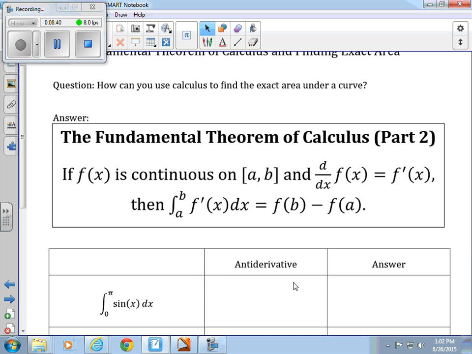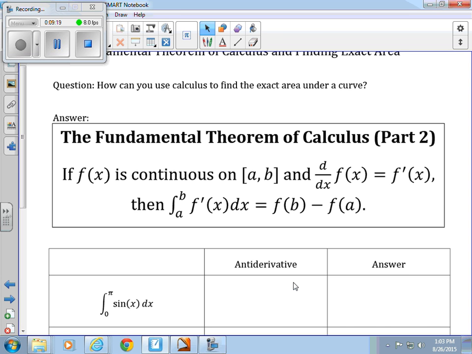So, how do you find the exact value of the area underneath the curve? You do the antiderivative at b minus the antiderivative at a. Notice this notation is a little different than the other notation. They called the function in the integral f prime. And so what's the antiderivative of f prime? Just f. So you could use this notation or you could use the capital F, depending on what you want to do.